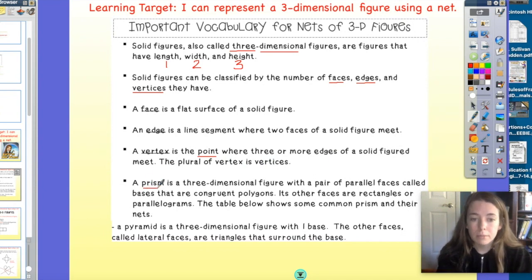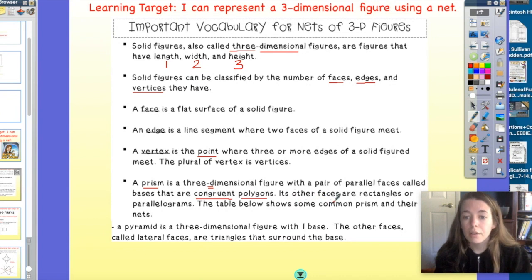A prism is a three-dimensional figure with a pair of parallel faces called bases that are congruent, which means equal in math, polygons. Polygon means shape. Its other faces are rectangles or parallelograms. The table below, which we're going to look at in a few moments, shows some common prisms and their nets.